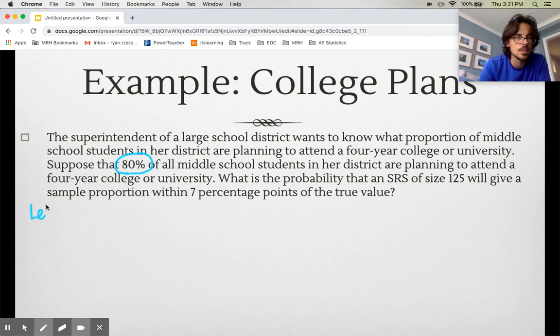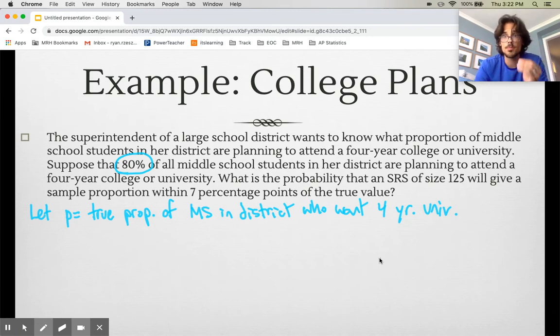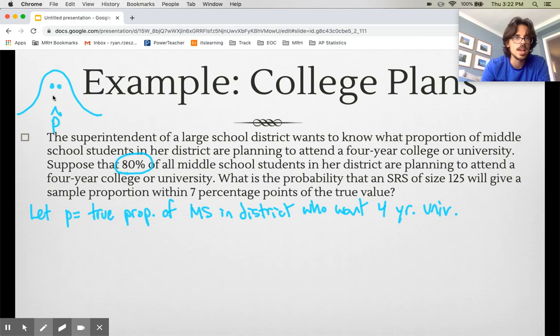When we talk about P, P hat, etc., we've got to make sure we define a variable. I usually try to define the parameter. So I'm going to say let P equal the true proportion of middle schoolers in districts who want to go to four-year university. Okay, so you define your variable. We want to look at the graph of P hats. So we want to see a nice normal picture for P hat, because that would make me really, really happy. Once things are normal, we do probability normal CDF.